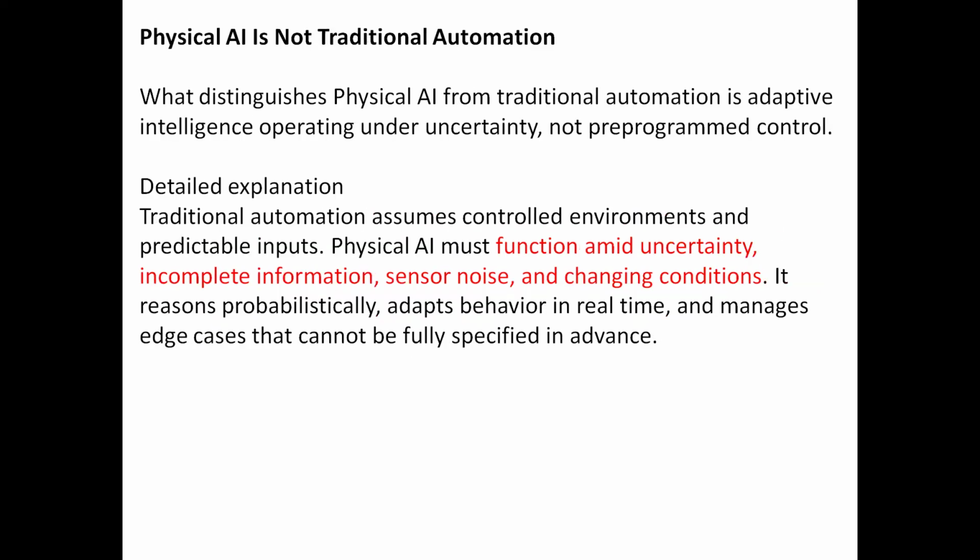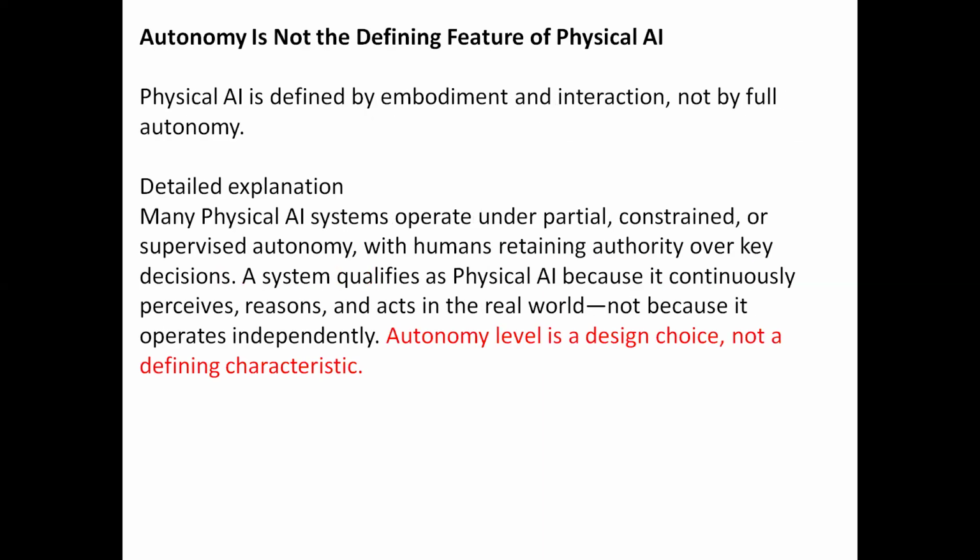It is not traditional automation. You can think of AI as a kind of robotic process automation, RPA, or other industrial automation utilizing AI. This is not that type. It is adaptive intelligence operating under uncertainty, not programmed control. It must function with uncertainty, not pre-coded, with incomplete information, sensor noise, and changing conditions.